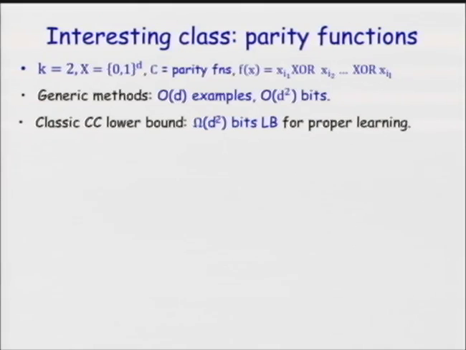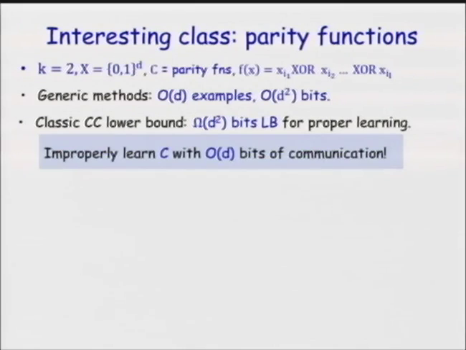This is needed if our goal is to do proper learning. If our goal is to output a parity function, then order of omega of d squared examples of communication are needed, and this is true even for k equals 2. Now what we show, I think, is kind of cool. In our work, we show that if we are happy to do improper learning, so the hypothesis function is a more complicated hypothesis function, then we can learn with only order of d bits of communication.